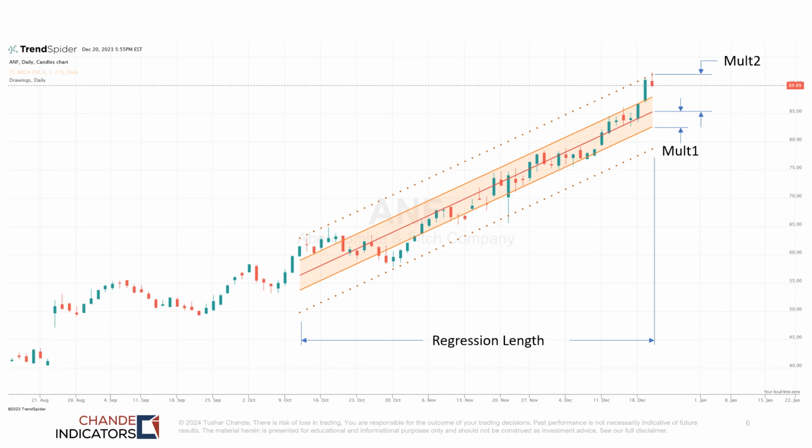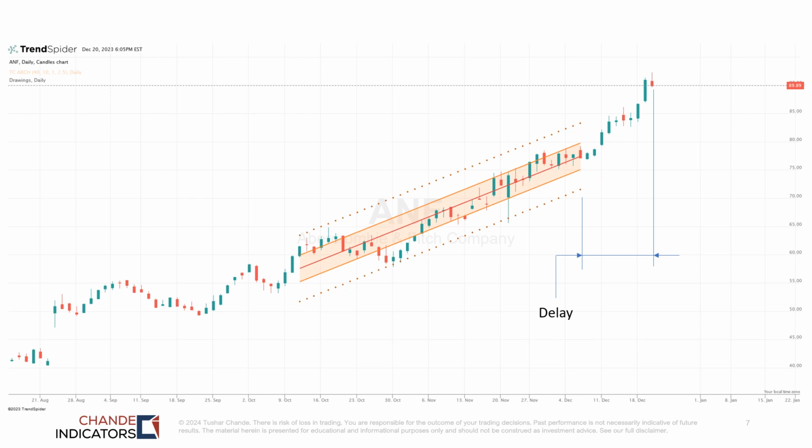This is a visual indication of what the parameters do. This is a daily chart of ANF or Abercrombie and Fitch and Company. The regression length is the number of candles or bars used in the computation. The mult1 is the multiplier for the inner bands, and the mult2 is the multiplier for the outer bands.